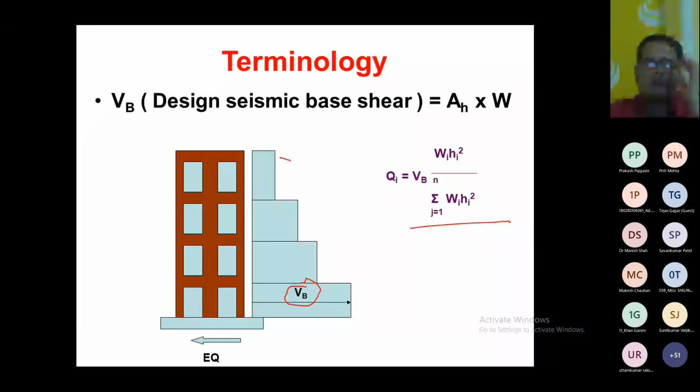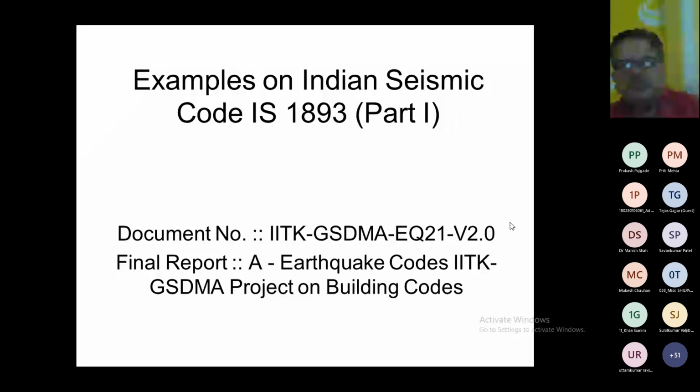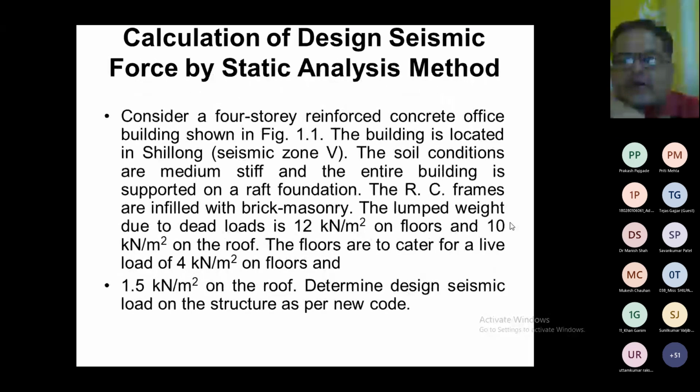So now we go for a very simple example from the Indian Seismic Code IS 1893. I had taken it from IIT Kanpur and GSDMA, EQ21 version 2. This is the data we have. Consider a 4-story reinforced concrete office building located in Shillong. Shillong means it is in zone 5. Generally, this data is not given, but you have to find out from the code in which zone this city is lying. The soil conditions are medium stiff.